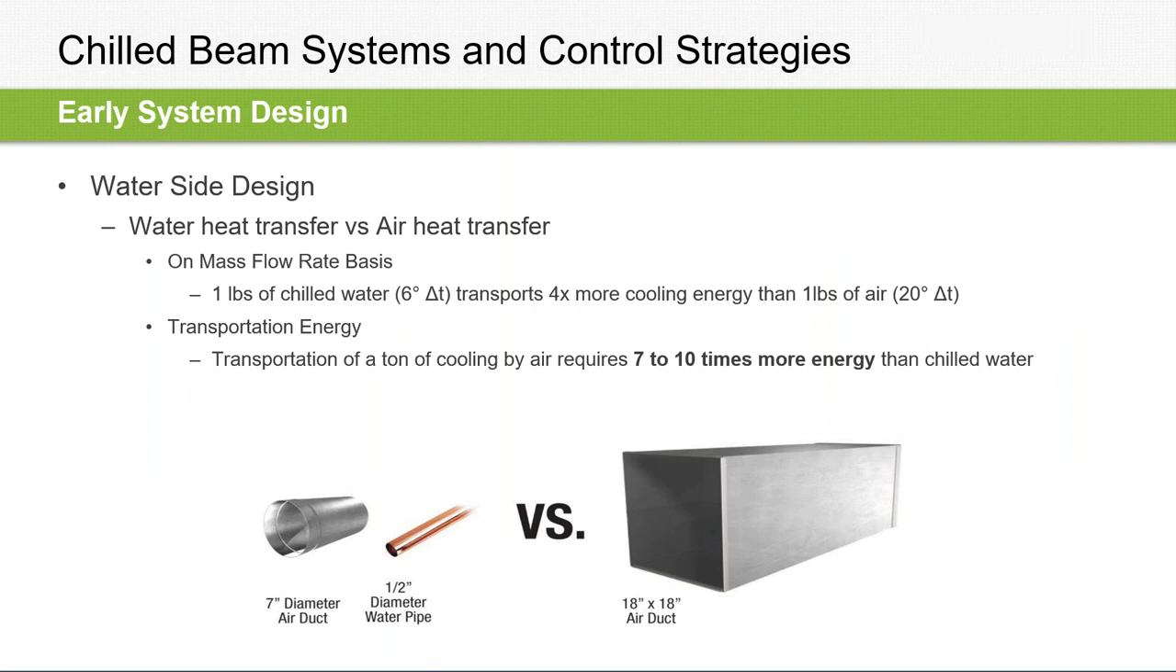Maybe an obvious point if you're familiar with chilled beams, but we found that water is much more energy dense than airflow is, and much easier to move around a building. That's really what we're taking advantage of here. So we found that a 7-inch duct diameter plus a 1/2-inch water pipe can transport about the same amount of energy as an 18-by-18-inch duct. So essentially, it's a low-profile system as well.